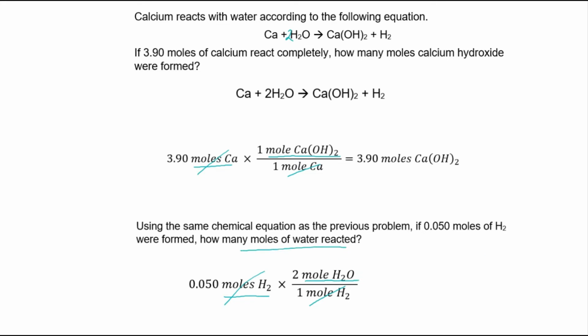And now I have just a little bit of math. So I'm going to take my 0.05, I'm going to multiply by 2, and then divide by 1, which of course doesn't really change anything. And I have used 0.1 moles of water.